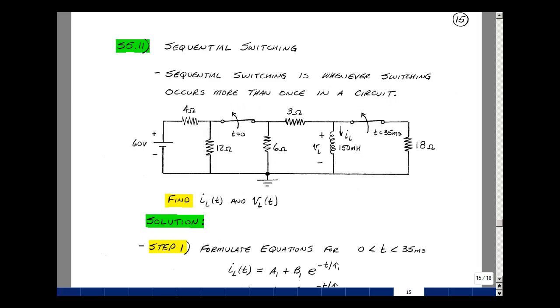So here I have an example with one voltage source, 5 resistors, 1 inductor, but 2 switches. Now since we have only one inductor, this is a first order differential equation. We're going to solve for the current through and the voltage across the coil.